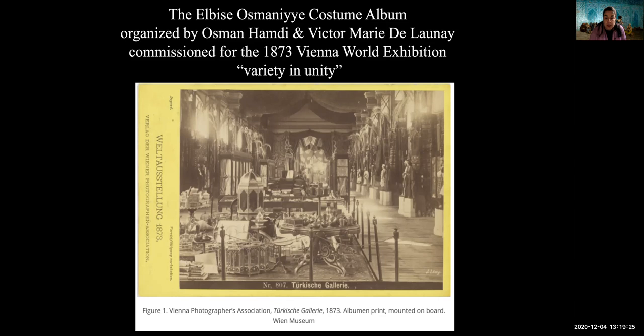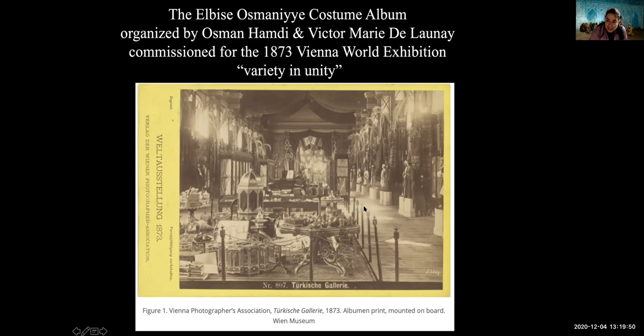So this is a photograph of the Ottoman exhibition itself that shows us some of the objects that were displayed at this time. And at the right of this photograph, we see several mannequins dressed in particular costumes. There were people who also wore costumes who acted as guides for the exhibition.